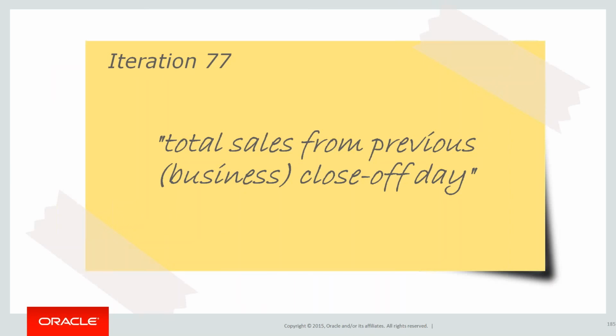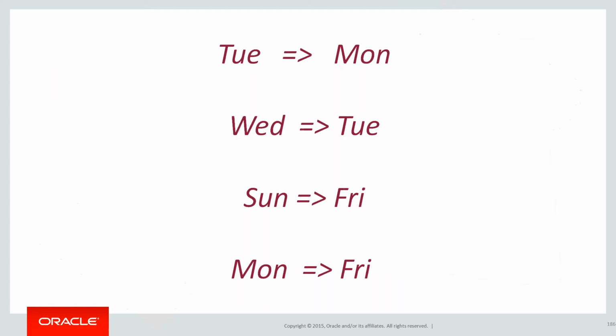Windows can also be dynamic. I can have something like, give me the total sales from the previous business day. And what that would mean is, let's say we don't work on the weekend. So on Tuesday, I want all the sales since Monday. On Wednesday, all the sales since Tuesday. But on Sunday, I didn't work on Saturday, so I want all the sales from Friday.